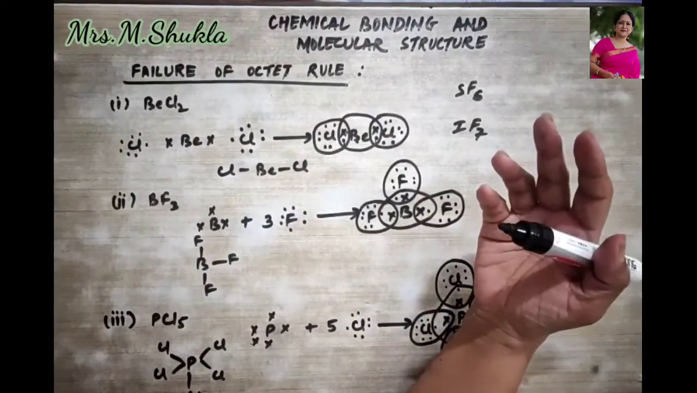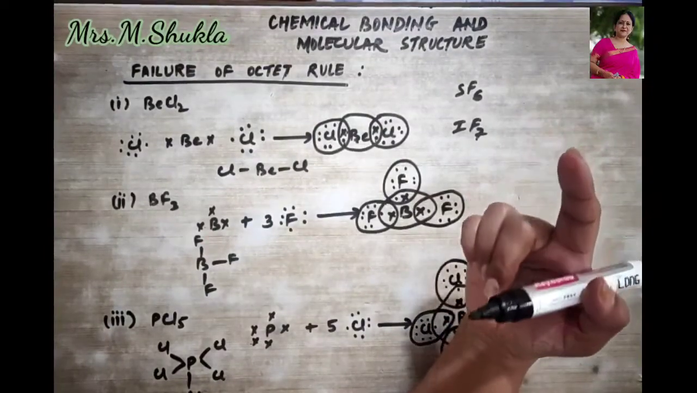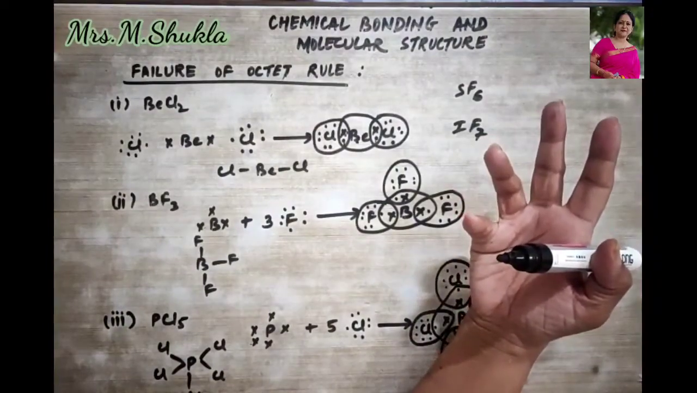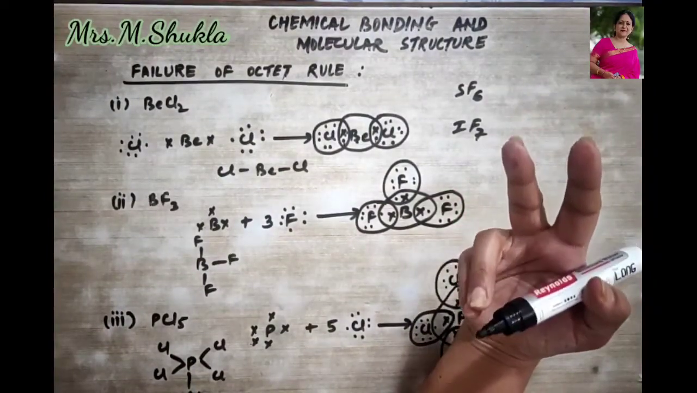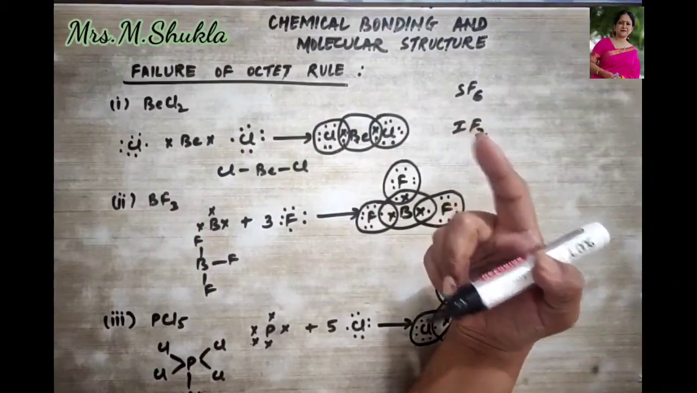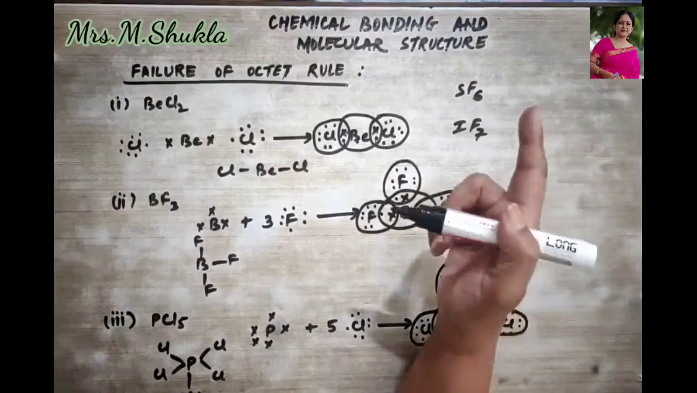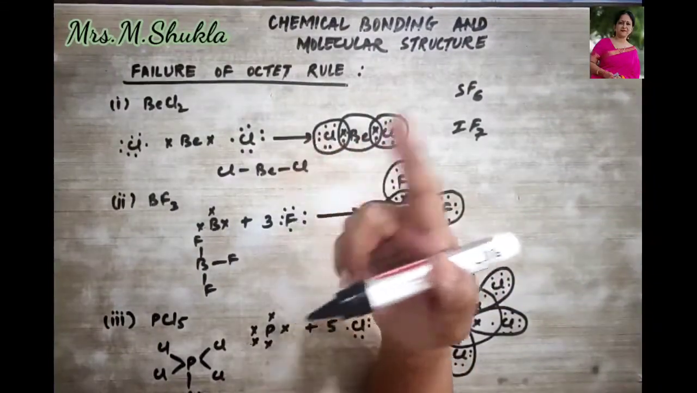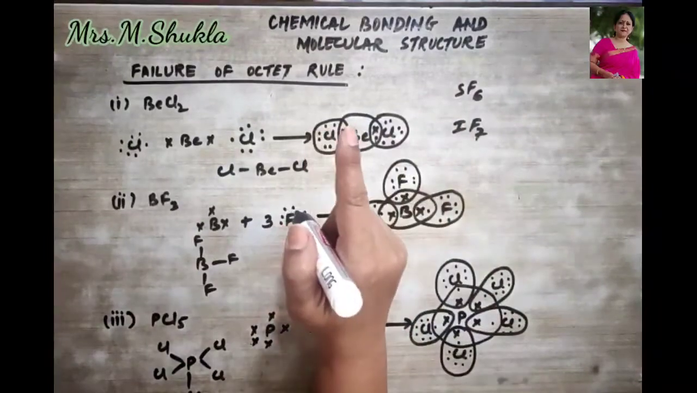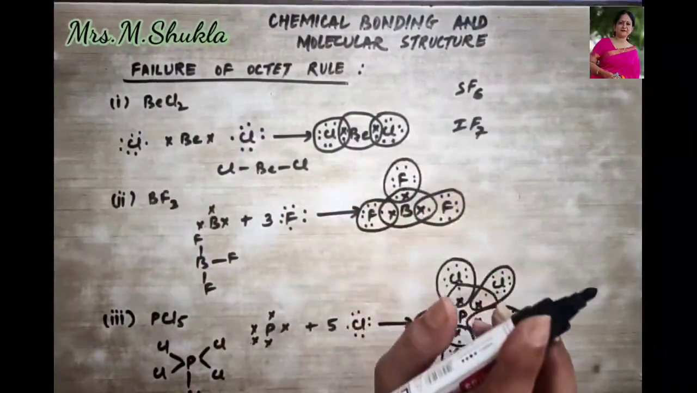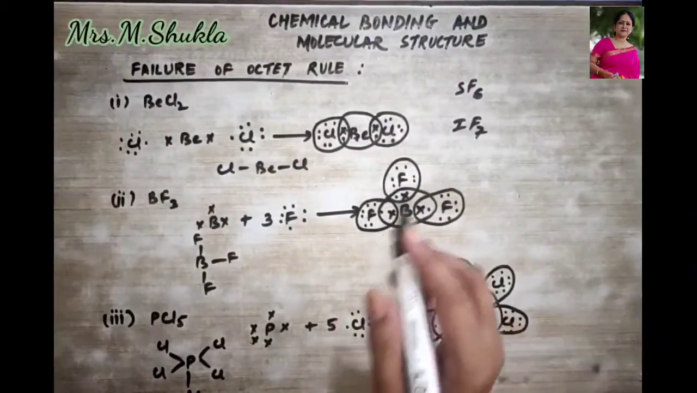Hydrogen, as you already know, has only 1 electron in the valence shell, whose maximum capacity is how much? Only 2 electrons. Thus, it needs only 1 electron to complete its shell. So, is it following the octet rule? No, it is following a duplet rule. So this is another example of failure of the octet rule over here.